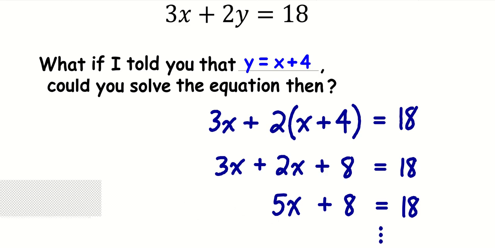But what was important was realizing that if you know that y equals something like this, you don't have to leave it as just y. You can replace it with something equivalent that involves the other variable, and then you get something like this, an equation with only one variable at a time, which is now solvable.